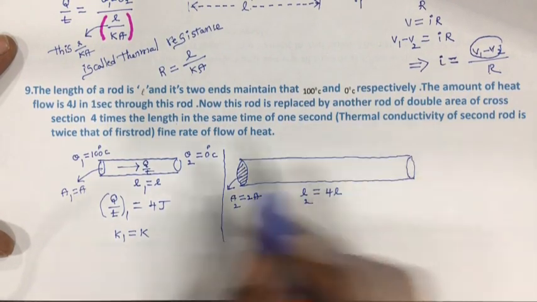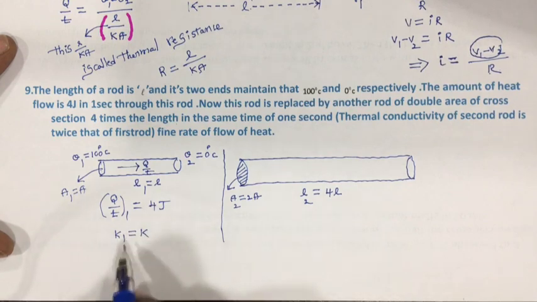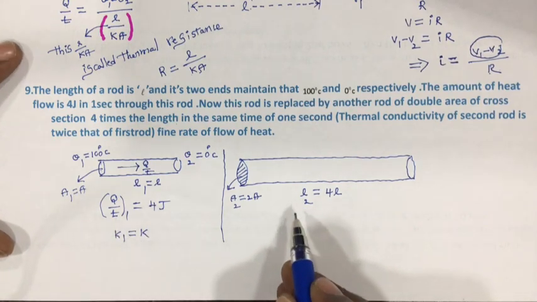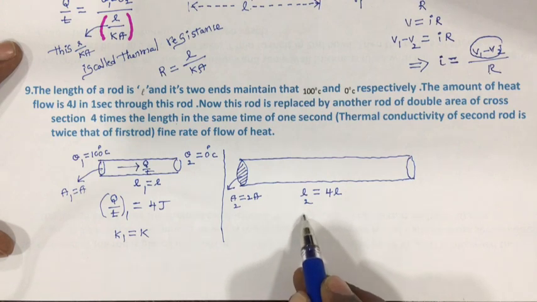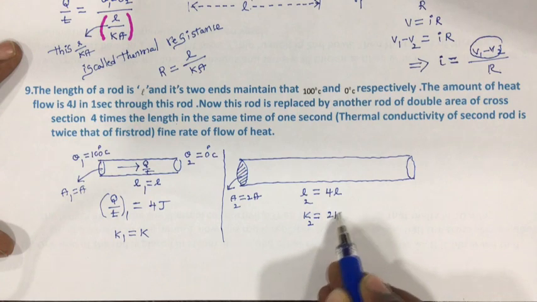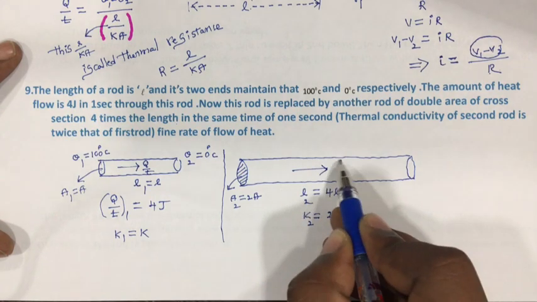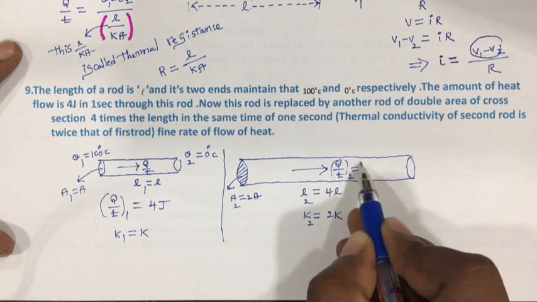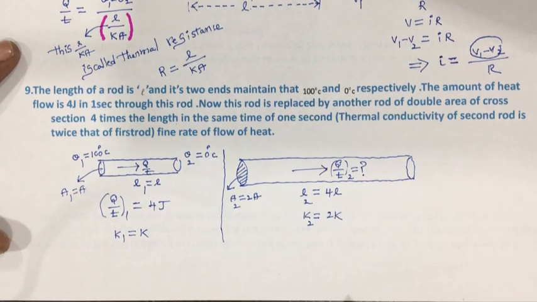Thermal conductivity of the second rod is twice the first rod. So the thermal conductivity of the first rod is K. The thermal conductivity of the second rod is K2 is equal to 2K. We want to find out the rate of flow of heat in this rod. Q by T 2 is equal to question mark, rate of flow of heat.